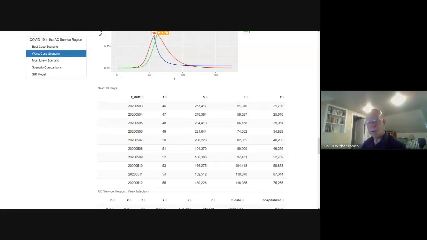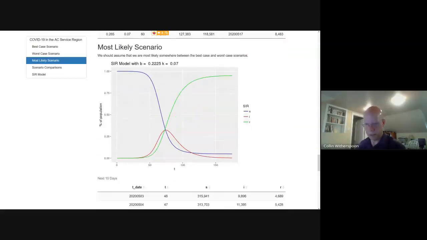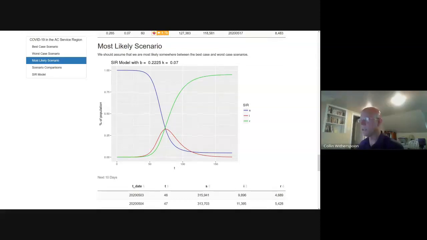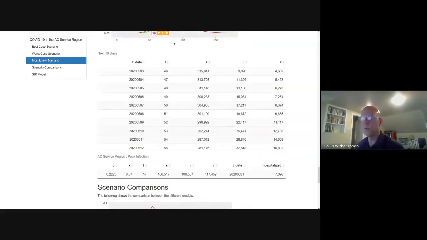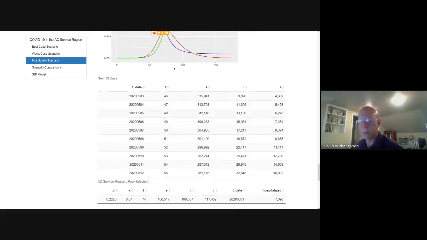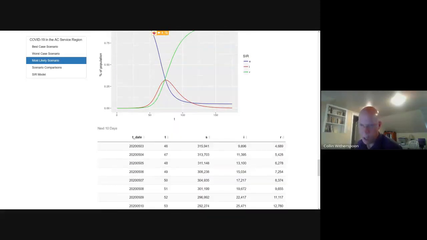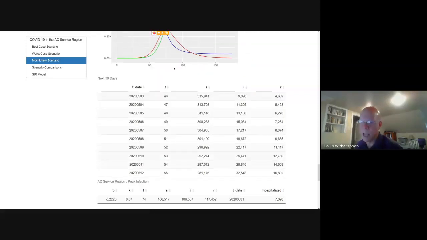So through time, these two should start getting closer and closer to each other. And you'll be able to get the most likely case more and more accurate. So you could use this model right now, right? With that B at 0.2225, the midpoint between best and worst, as the thing to use to project what's going to be happening. And you could run this out as many days as you want, right? I mean, it's a model. I just chose to display the next 10 days.